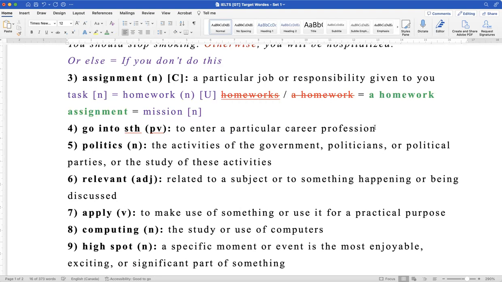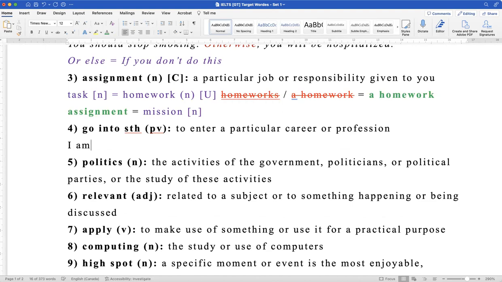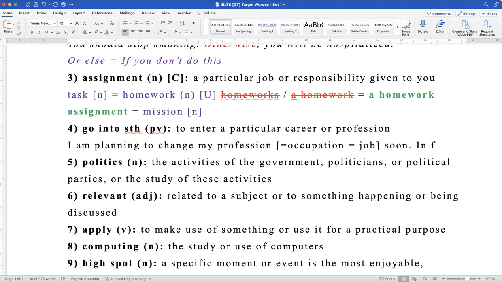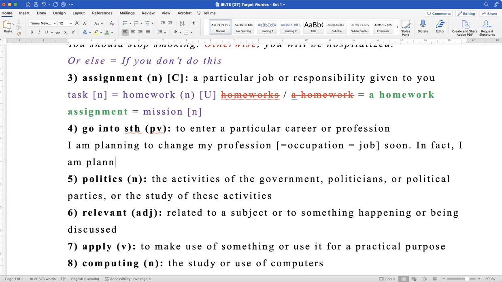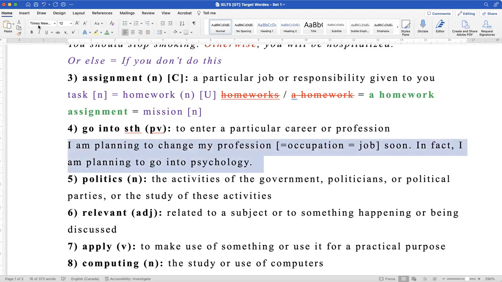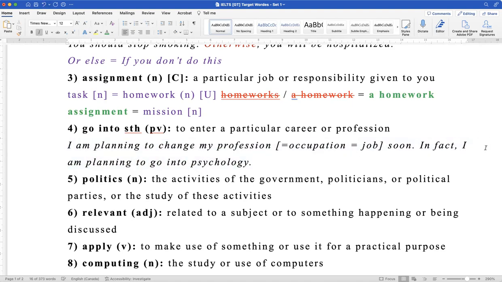Go into something means to enter a particular career or profession. So, for example, I am planning to change my profession. Profession is like occupation or job. In fact, I'm planning to go into psychology. So this means I want to become a therapist. I'm planning to change my career. So in this example, go into means to start a specific profession, to change your career, to start another profession.